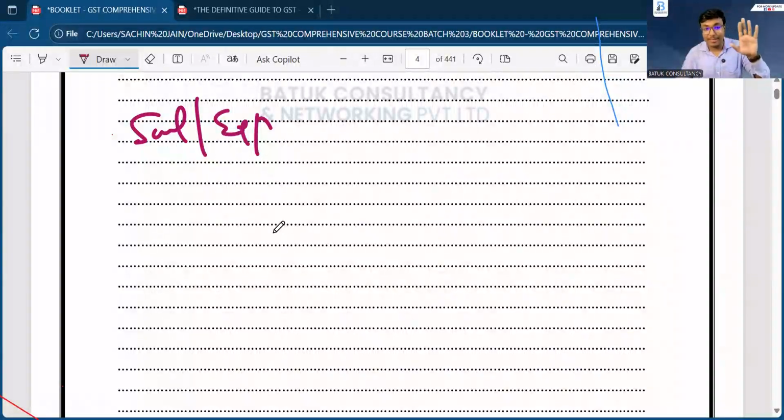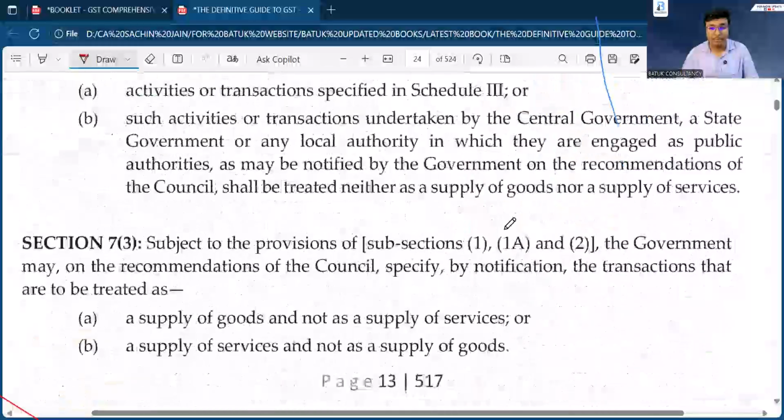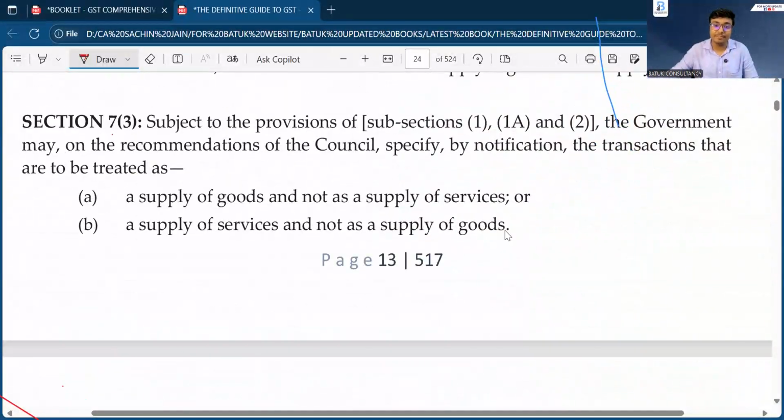Gagan sir will discuss. Please wait. Suresh sir, in our book, the page number is 13. Page number 13 we are covering.